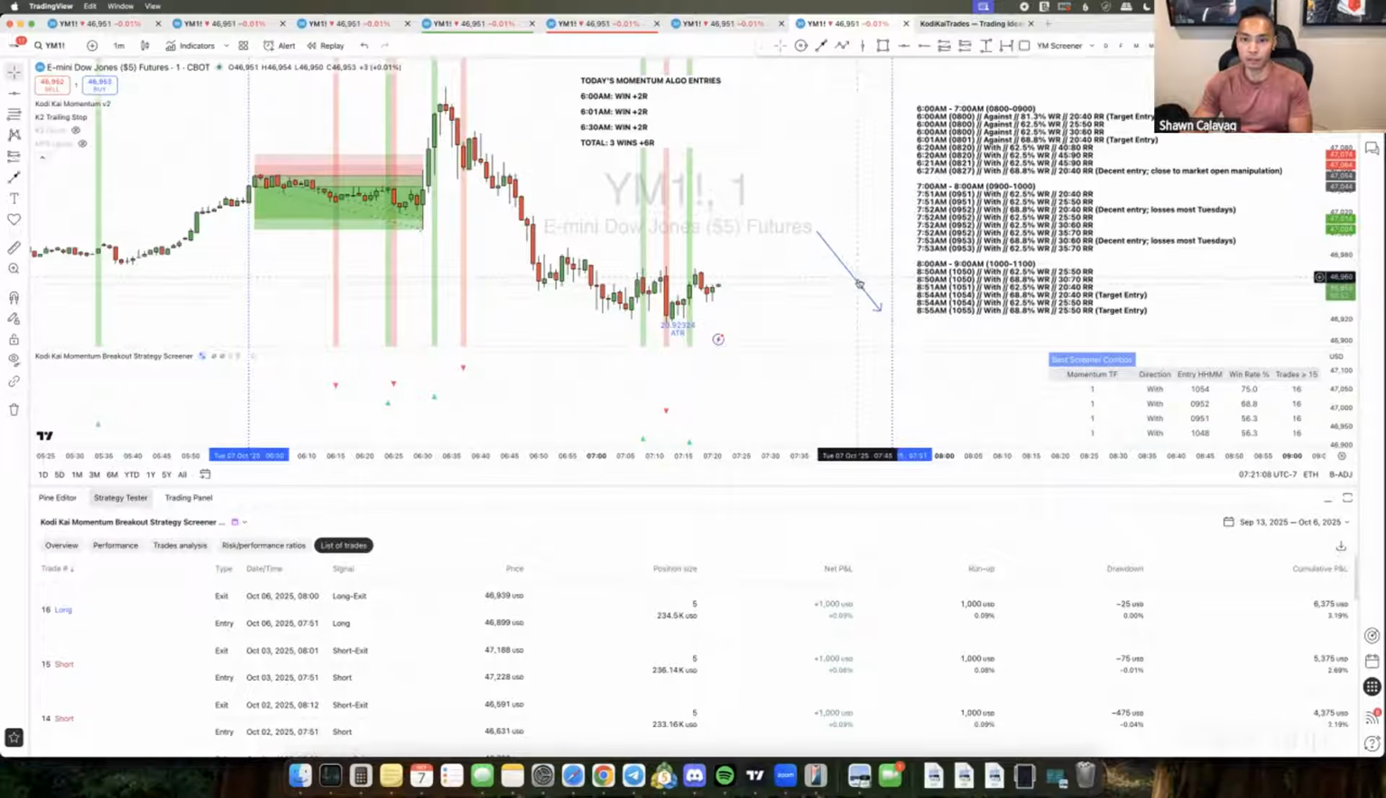So, it's a different way of trading. A lot of people like to trade technical analysis. I even trade technical analysis. A lot of people like to trade structure, price action. For me, I don't really care about that stuff. I just care about momentum. Wherever momentum is going, I'm going to be piggybacking that momentum in that direction.